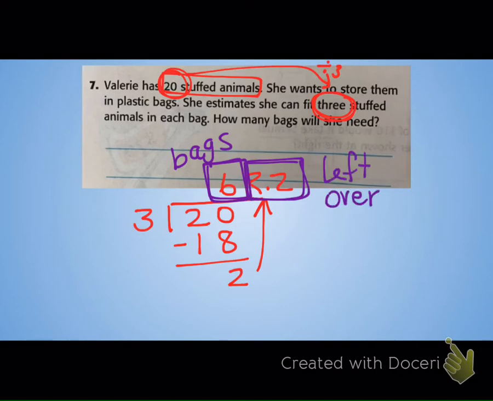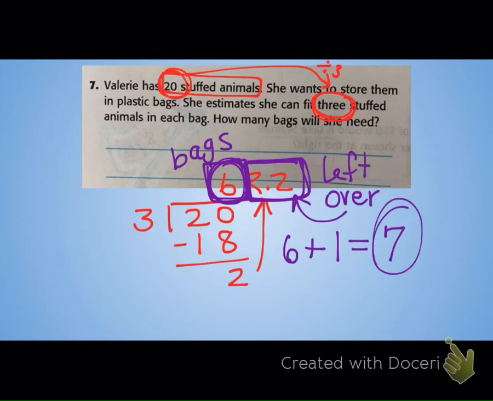So what are you going to do with those 2 stuffed animals that are left over? Are we going to throw them away, or are we going to put them in another bag? We're obviously going to put those into another bag. So this is a case where, yes, we need 6 bags, but we don't need just 6 bags. We need to actually add a whole other bag here for what is left over. You're going to have 1 bag of just 2 stuffed animals. So really, in reality, she's going to need 7 bags altogether. That's the common sense of the problem.